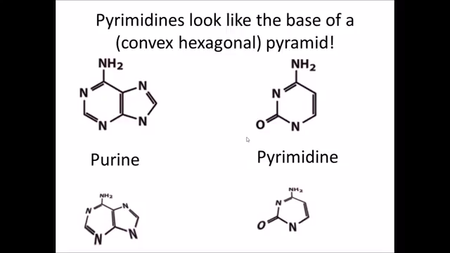So to remember that the single ring structure is a pyrimidine and the double ring structure is a purine, what I do is I notice that pyrimidine looks like the base of a pyramid. Looks like the base of a convex hexagonal pyramid, to be exact. This is not really looking like what we think of when we think of a pyramid, even though it is technically a pyramid. It's a concave pyramid.